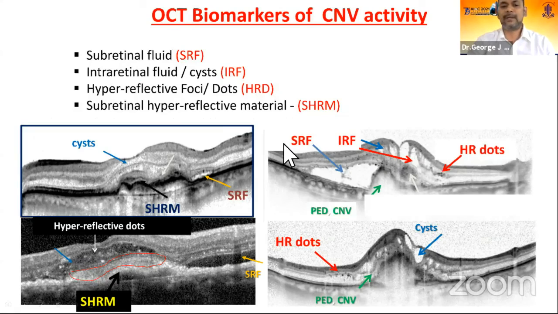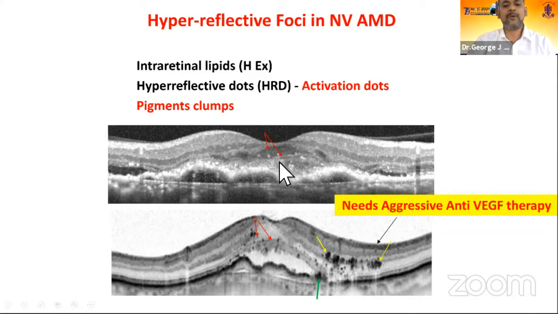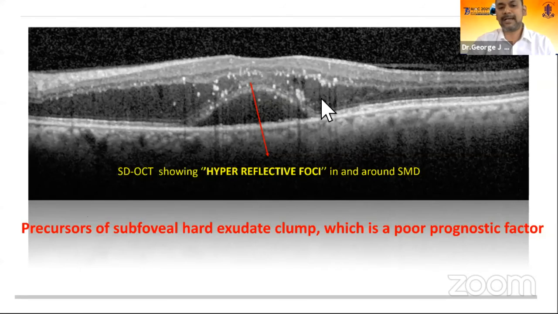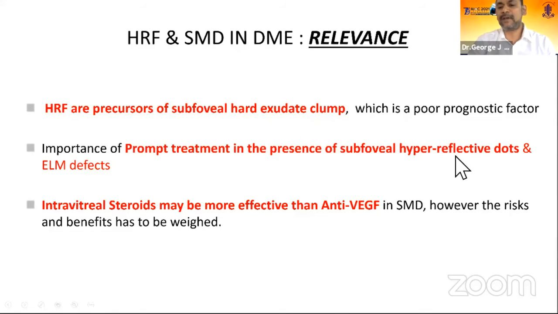So the last 2 entities, hyperreflective foci, well described by Unni and again Anand. In CNVM or wet AMD, these hyperreflective dots along with other signs like SHRM here could be an activation dot and pigment clump migration and need aggressive treatment with anti-VEGF therapy. Also, these hyperreflective foci can be seen in serous macular detachment of diabetic macular edema, well described by Anand. This could be a precursor of hard exudate clumps. So prompt treatment in the presence of hyperreflective dots, and sometimes intravitreal steroids may be more effective than anti-VEGF therapy.